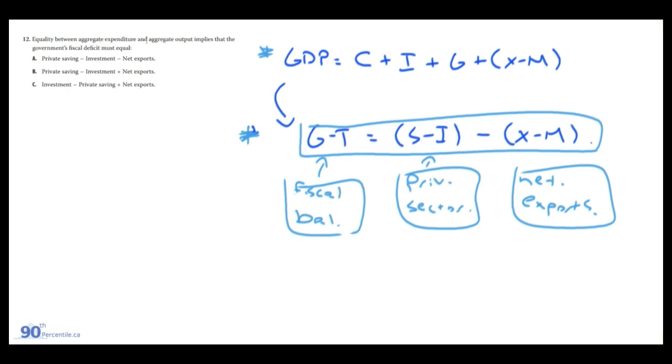So using this formula, we can go back into the question. We're saying that aggregate expenditure and aggregate output is equal. So it's basically saying both sides of this are equal. What does that imply for the fiscal deficit? Well, this is pretty easy, right? We already have the fiscal balance right here. So if everything's equal, then the fiscal deficit must be equal to, we have it already right here. We don't even have to rearrange. So savings minus investment minus net exports.